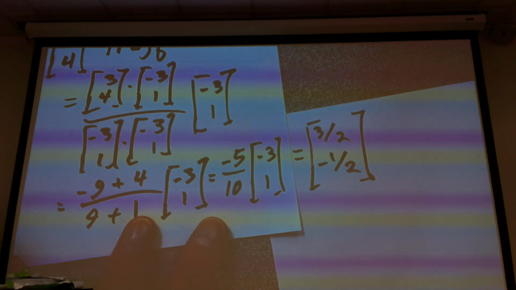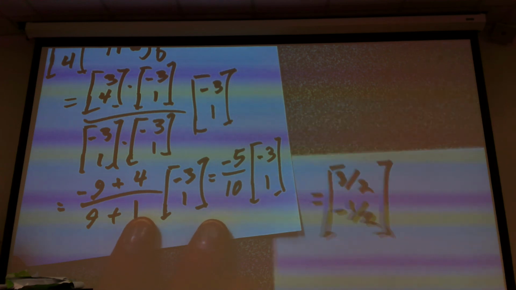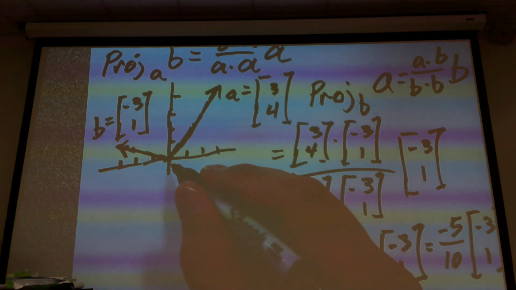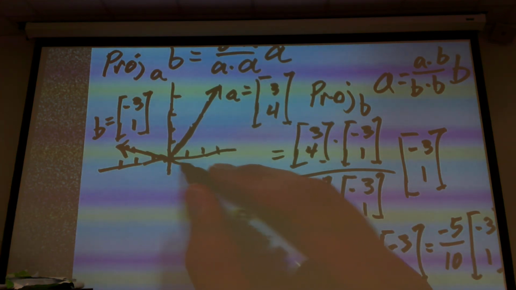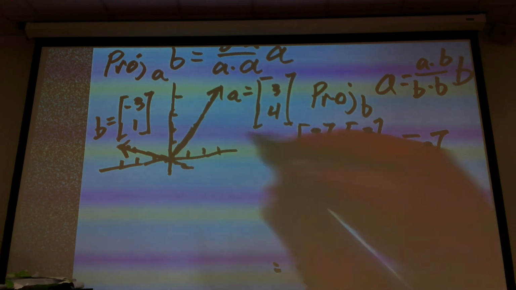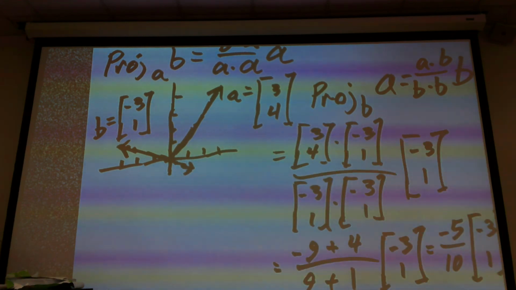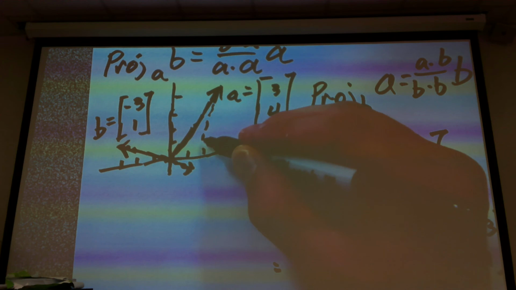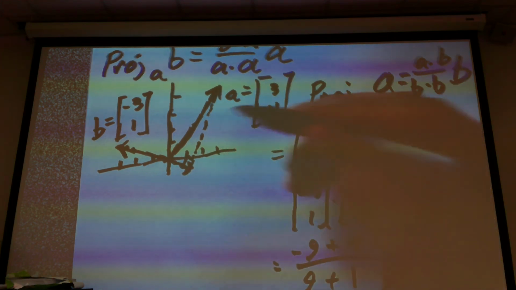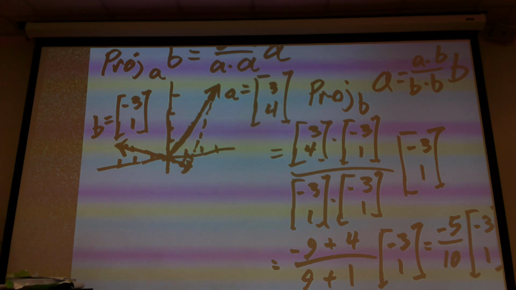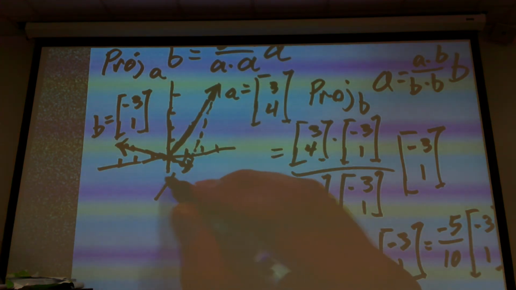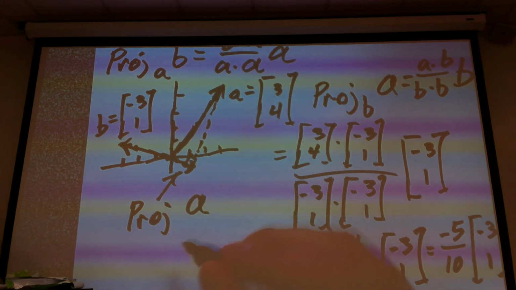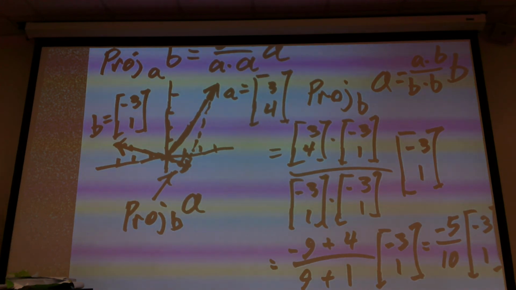What did this thing just do? If I look at my picture right here, positive 3 over 2 and negative 1 over 2, that guy would appear right there. And what does it do? It actually flipped that around and it projected this vector onto a vector that was parallel to that vector right here. So this vector right here is the projection of A onto B. And it forms a perpendicular line with it.